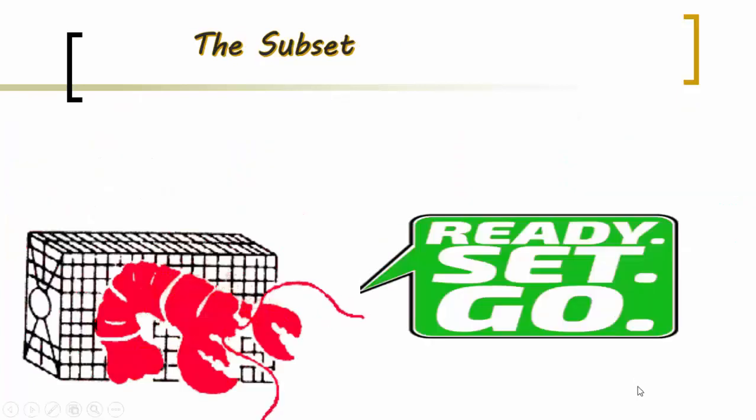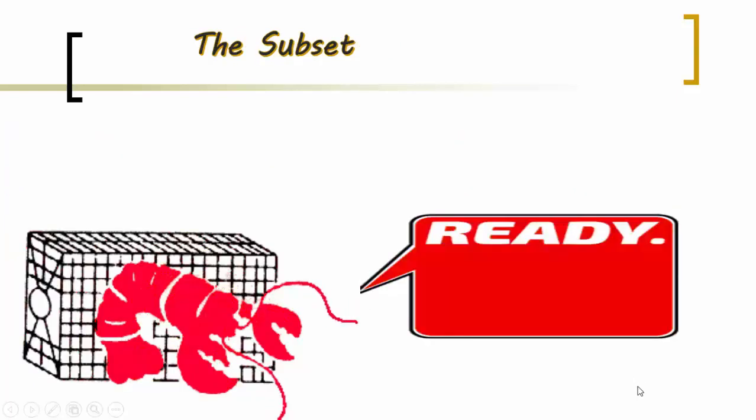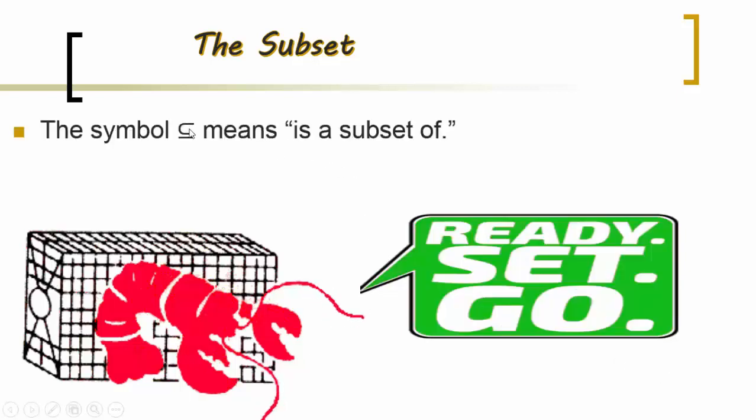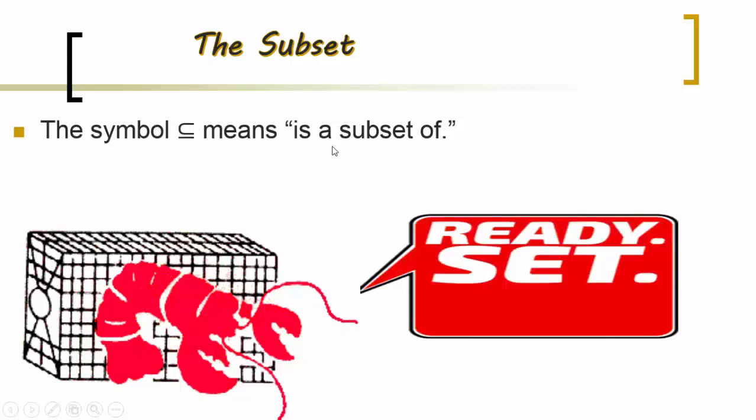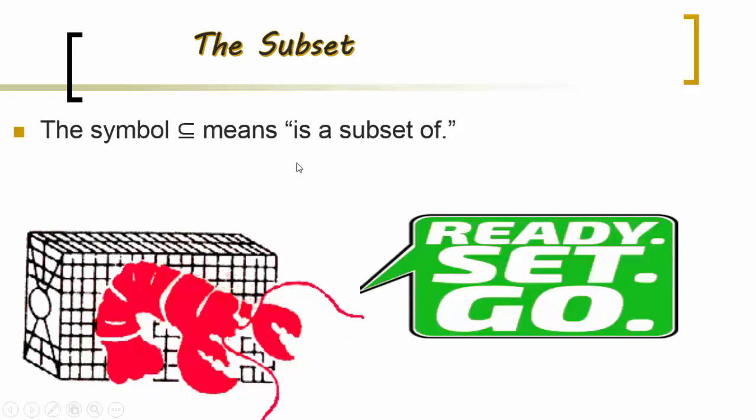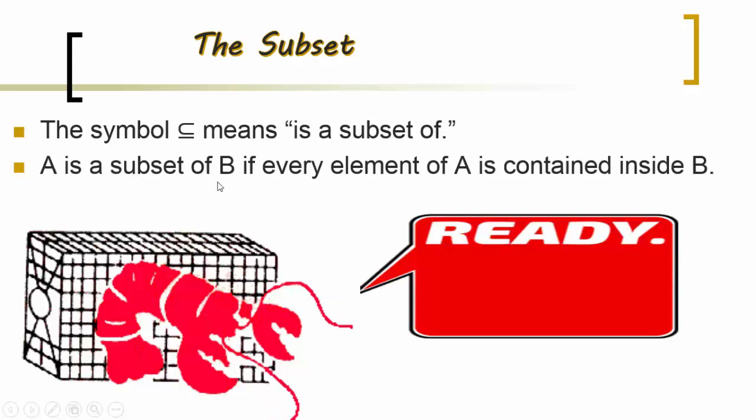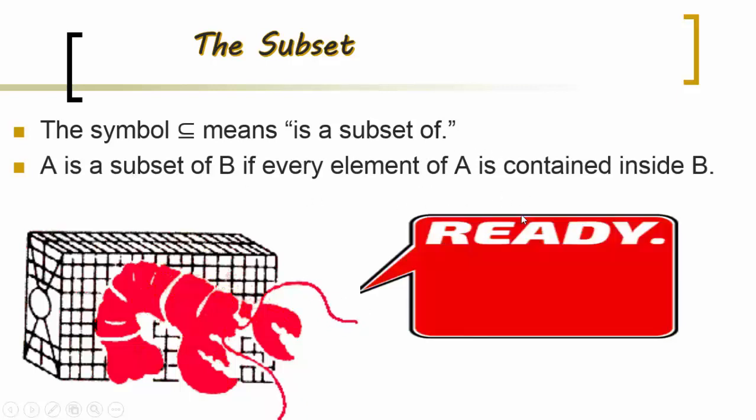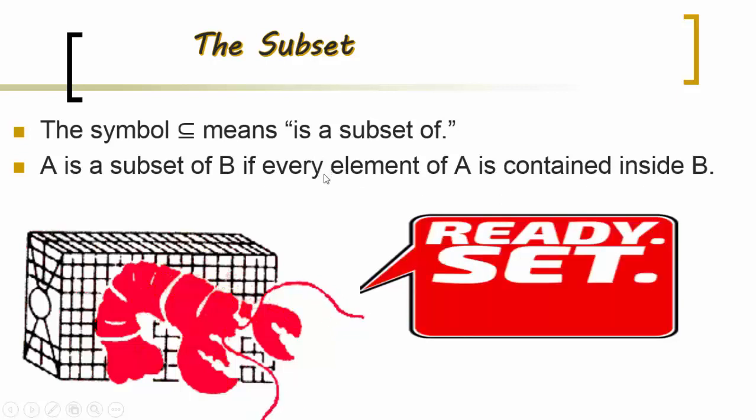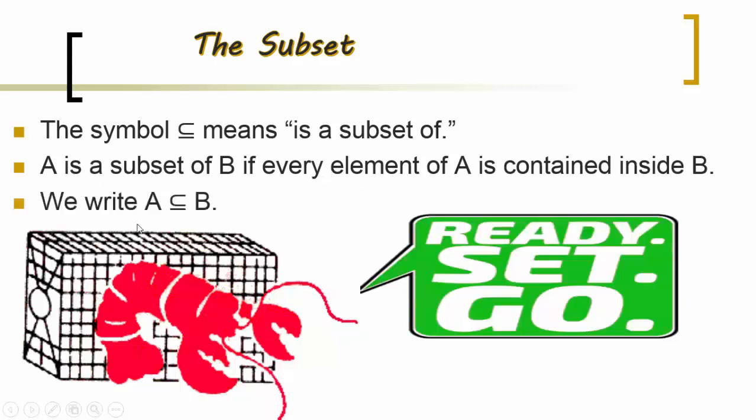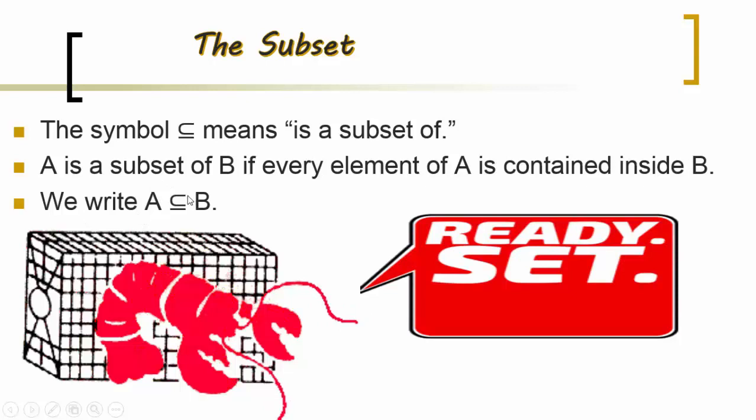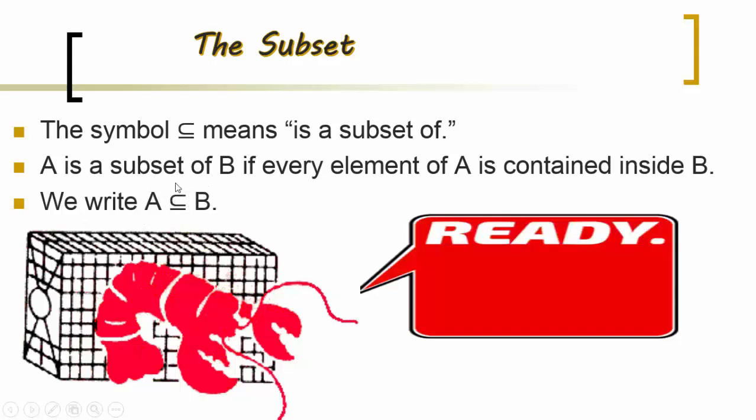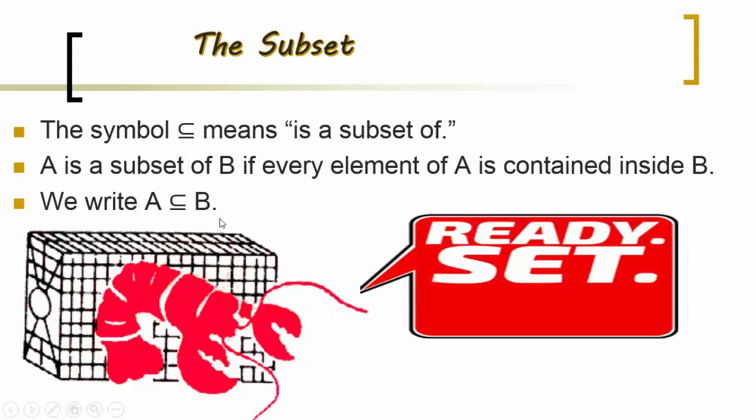All right, let's look at the subset. We're going to look at this particular symbol, and this means "is a subset of." So A is a subset of B if every element of A is contained in B. And that's why we would write A is included in B, or A is a subset of B.